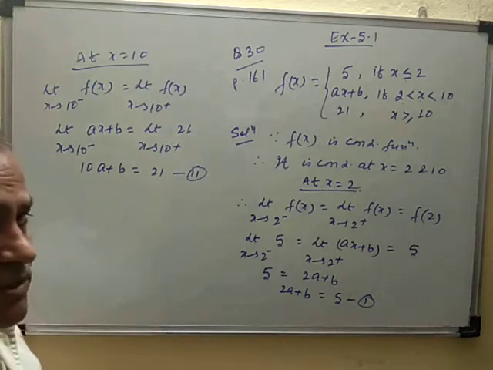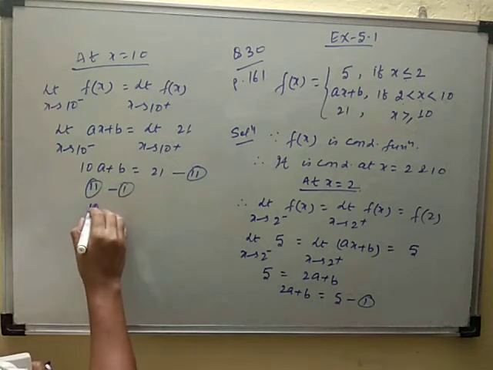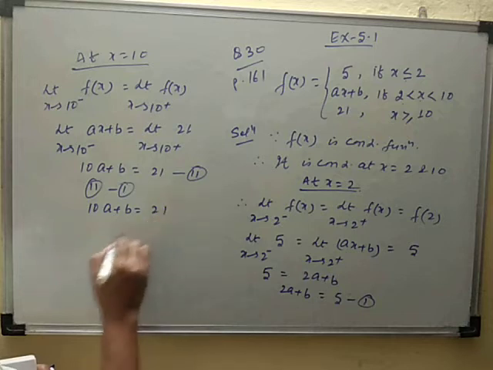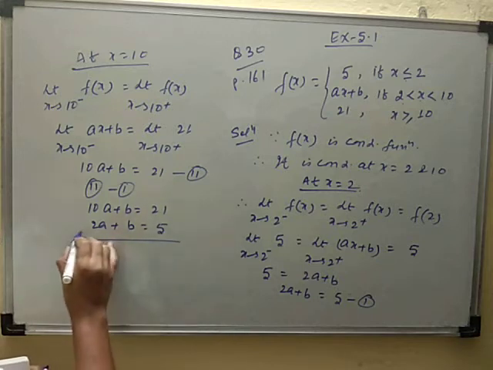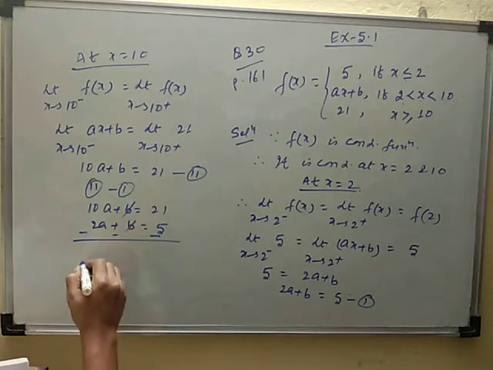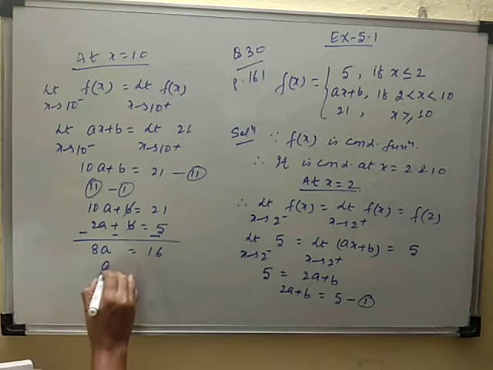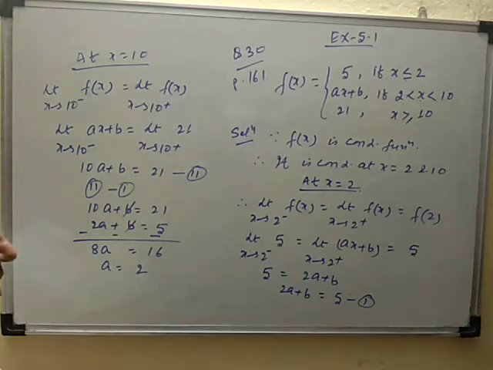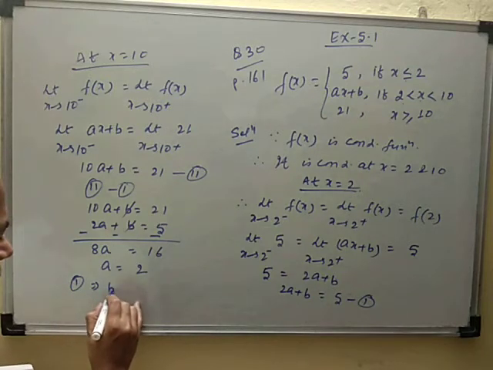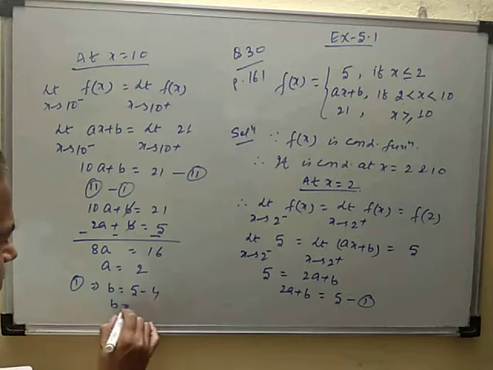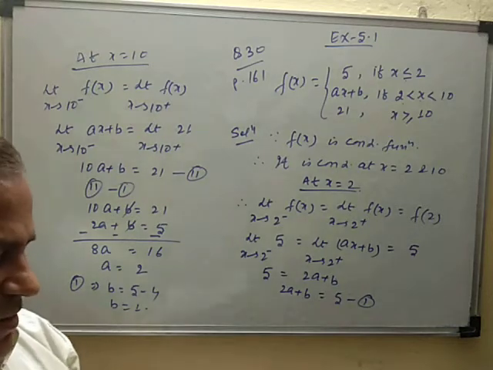This is question second from 1 and 2. So subtract first from second. First is 10a plus b is equal to 21 and second is 2a plus b is equal to 5. Now subtract, this plus minus b cancel, 10a minus 2a is 8a, 21 minus 5 is 16, so a is equal to 2. Put the value of a in 1. So first implies b is equal to 5 minus 4, that is b is equal to 1. So this is the value of a and b.